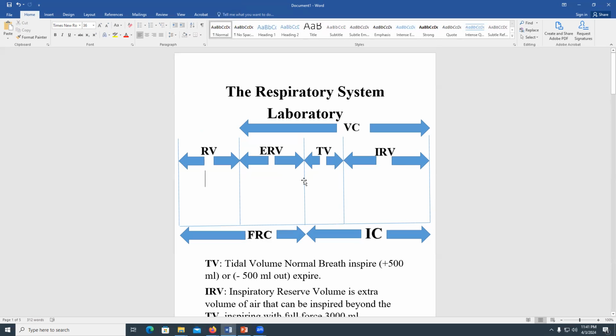So tidal volume, you see it has 2 arrows because tidal volume, first of all, it has to be at rest. There is no tidal volume under any form of force. So tidal volume is the norm in normal breathing. It's the amount of plus 500 milliliters of air that you can inspire, bring into your lung, or the minus 500 milliliters of air that you remove or you expel out of your lung when you expire. But you cannot add both.